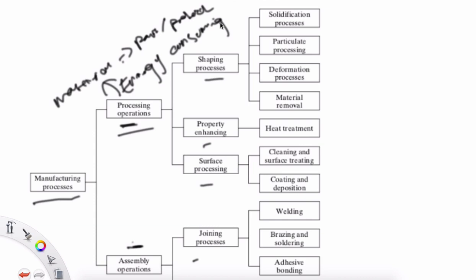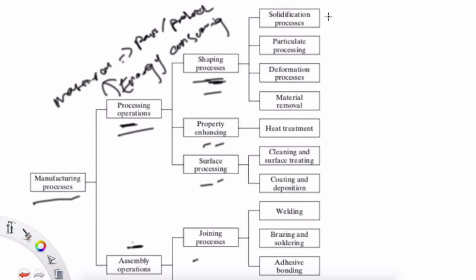But sometimes we can see that more than one processing operation is usually required to transform the starting material into a final form. So it's not only one of these processing types, not only the shaping process, but it uses the shaping process, the property enhancing, and also the surface processing. That is why it is very energy consuming.